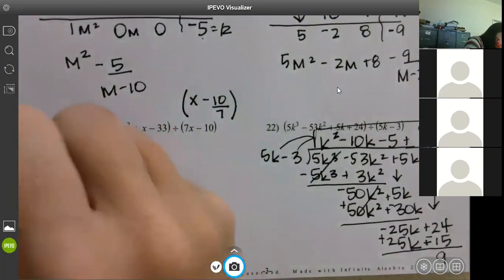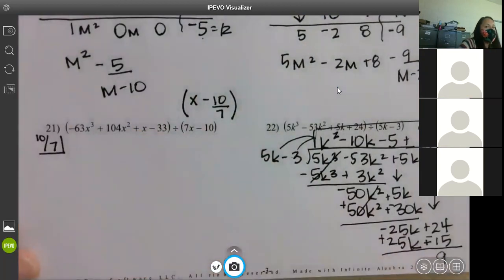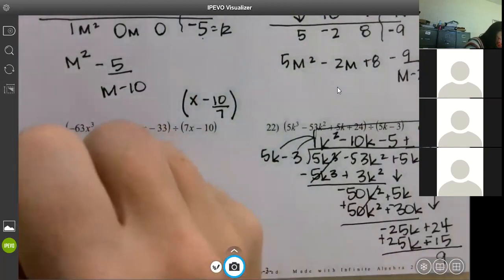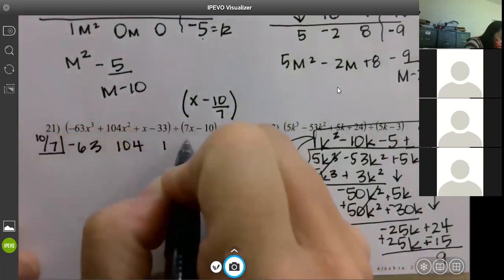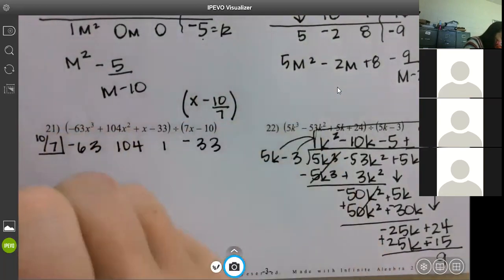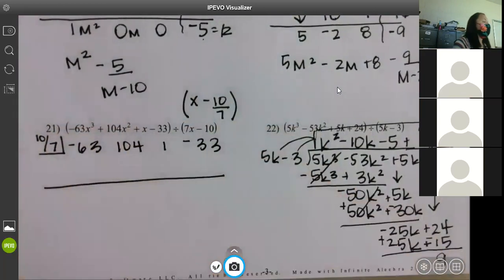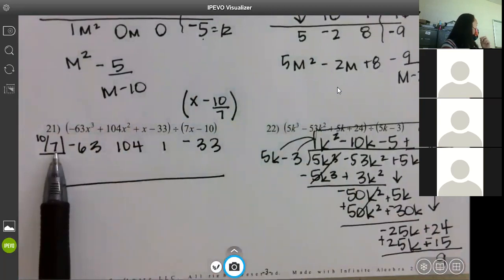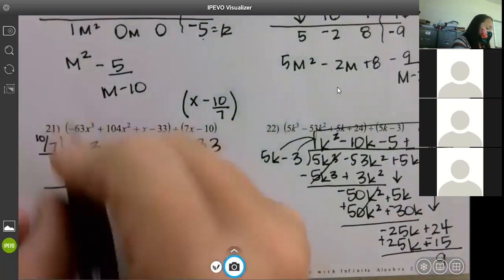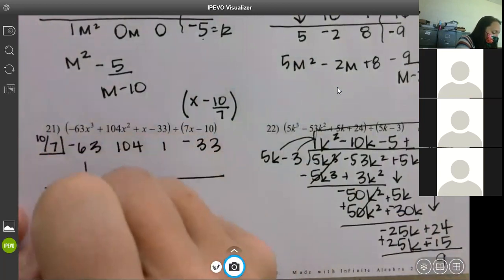So I'm going to put a 10 over 7 in this box. Put my numbers out to the side, negative 63, 104, 1, and negative 33. Now listen carefully. Every number that you have on the bottom will be divisible by 7. Okay, it'll make it easy. It'll make your life easy. We're going to bring down negative 63.